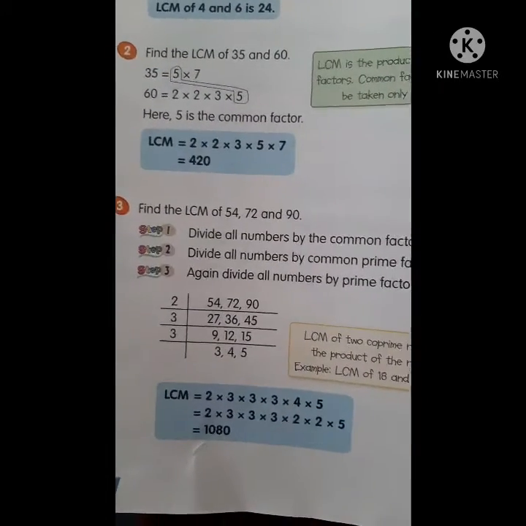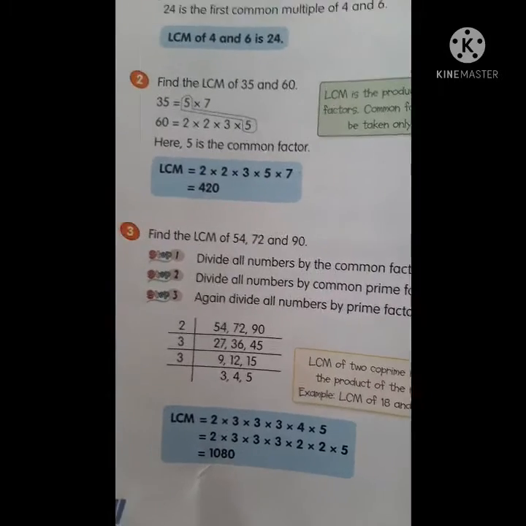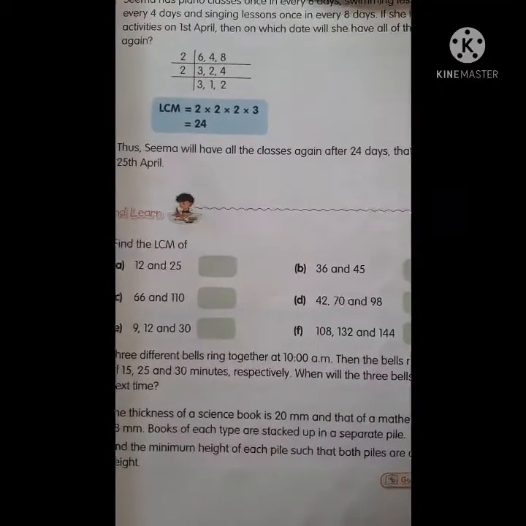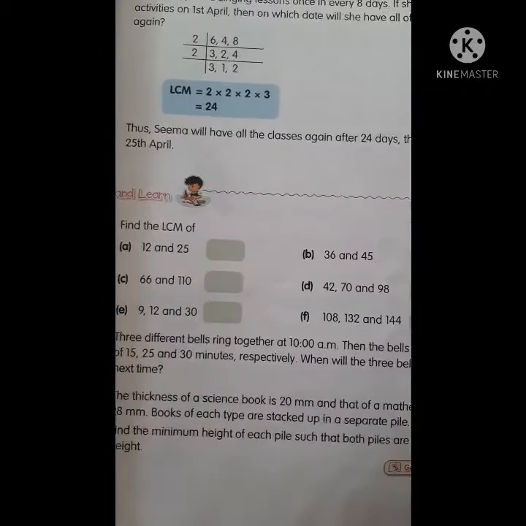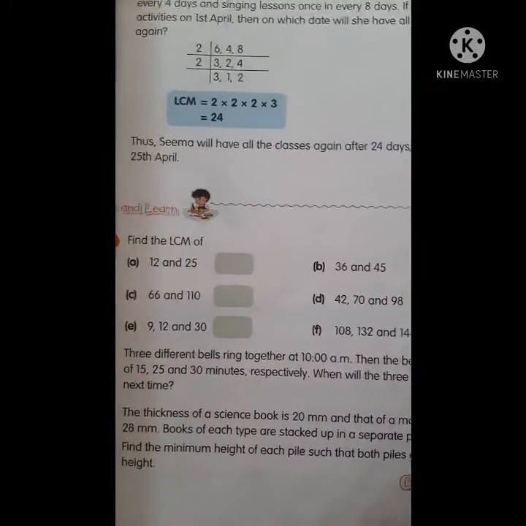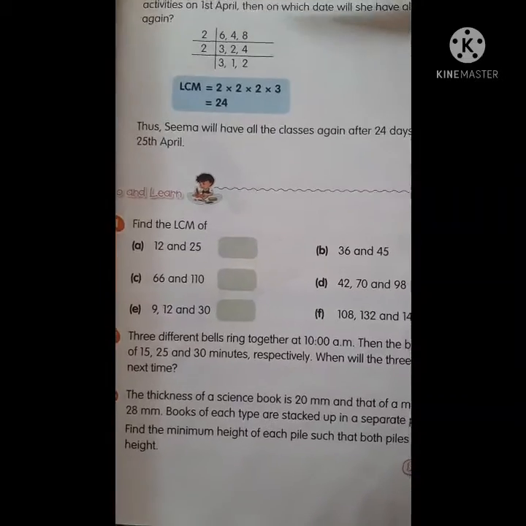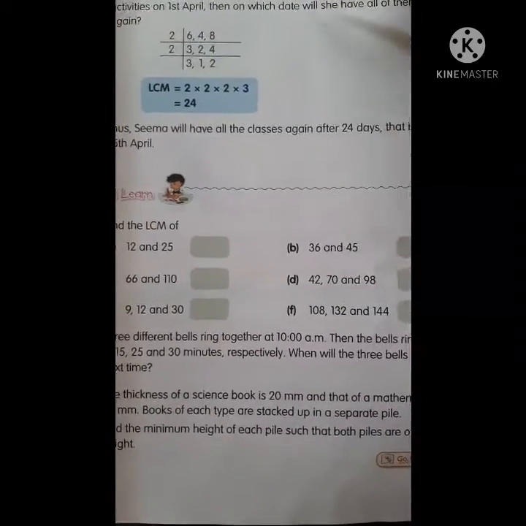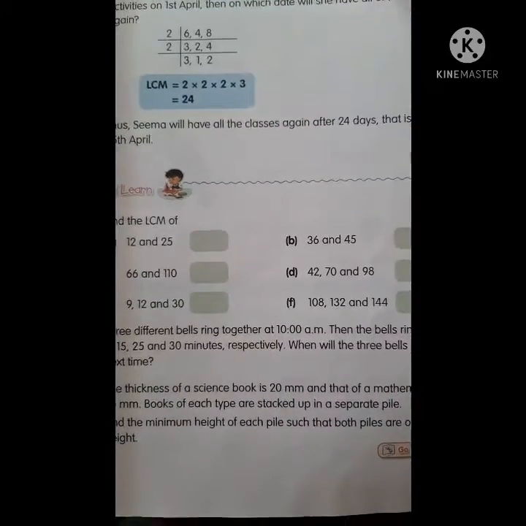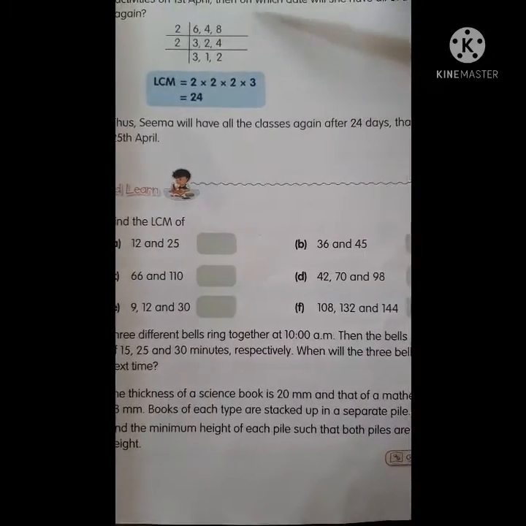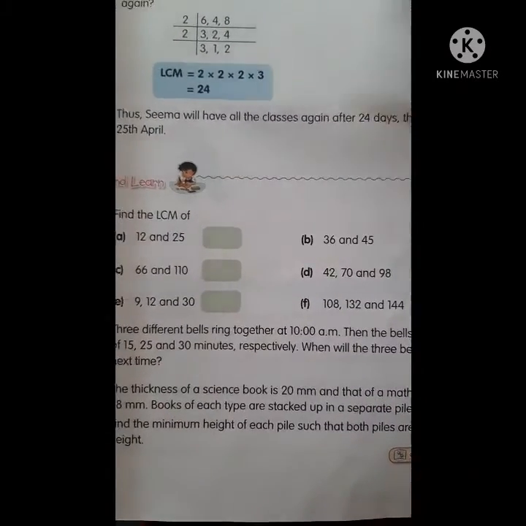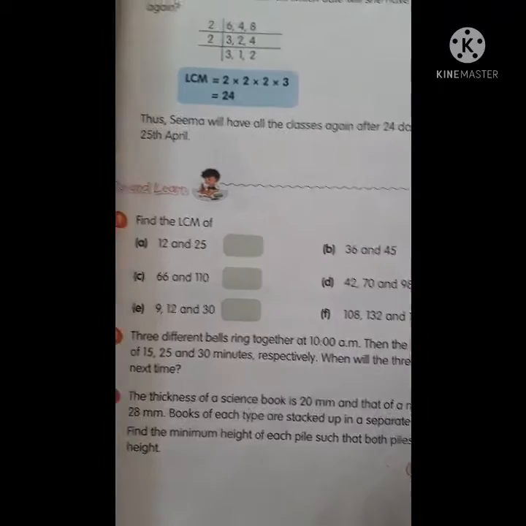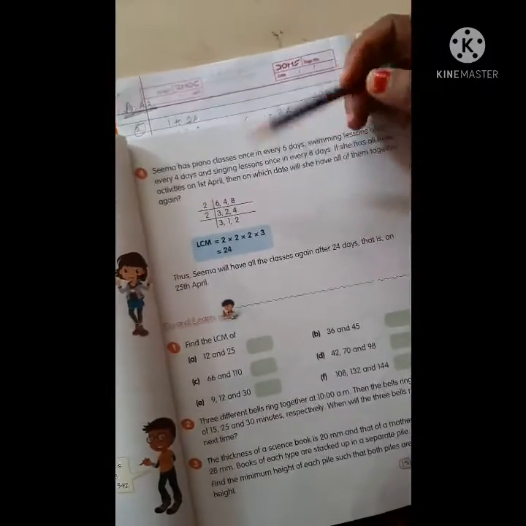In the same way we are going to see some sums on LCM. See here the next page. Seema has piano classes once in every 6 days, swimming lessons once in every 4 days, and singing lessons once in every 8 days. Means we have 3 numbers, that is 6, 4 and 8. If she has all 3 activities on 1st April, then on which date will she have all of them together again?